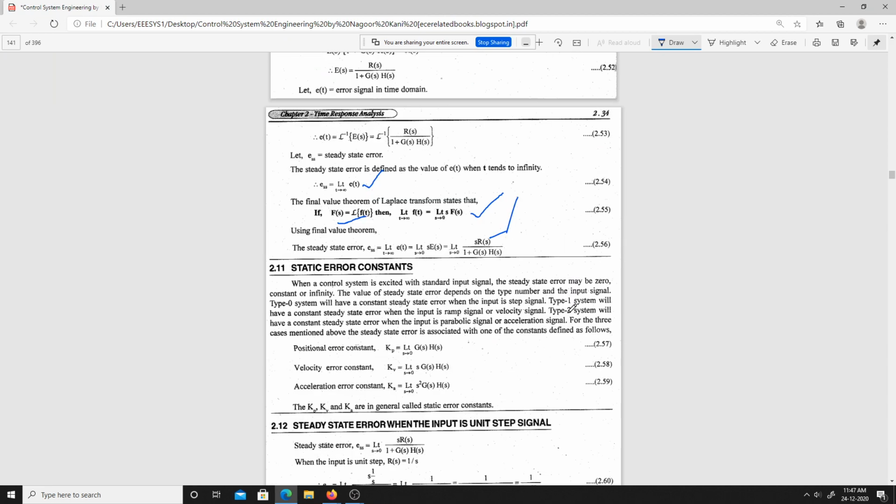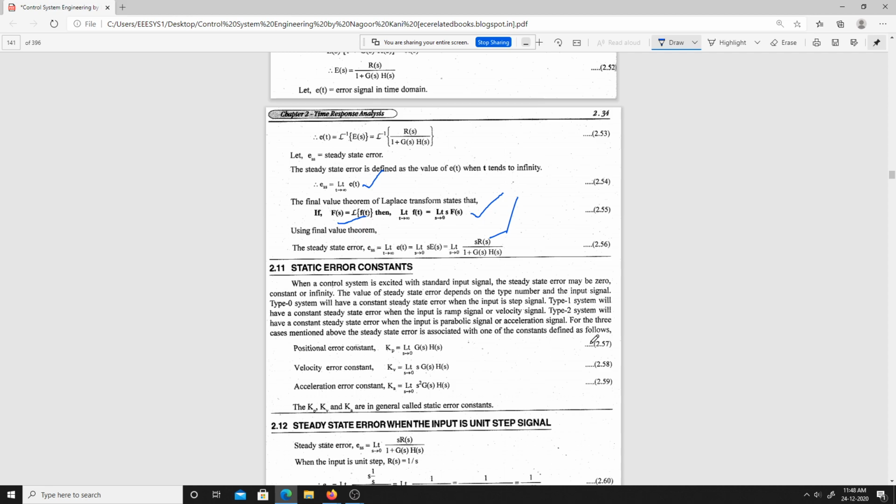We'll now discuss the static error constants. So what do we mean by static error constants? Take a control system and excite it with a standard input signal. Is it clear? So the steady state error may be 0, may be constant, or may be infinity.